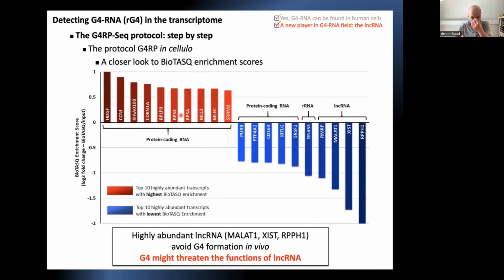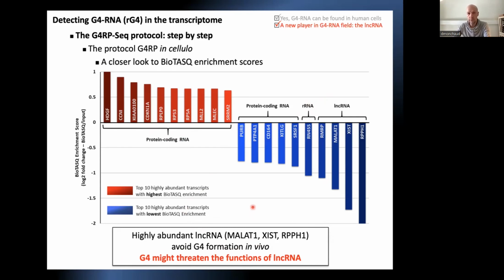And we looked at the sequences and we were quite surprised to see that there were both enriched and downregulated transcripts. So protein coding RNAs are full of G4s as compared to control, of course, but it was surprising to see that long non-coding RNAs tend to avoid G4 formation in vivo. So it was quite a surprising observation. The message would be that G4 might threaten the functions of long non-coding RNA.